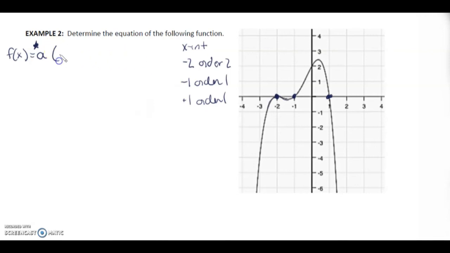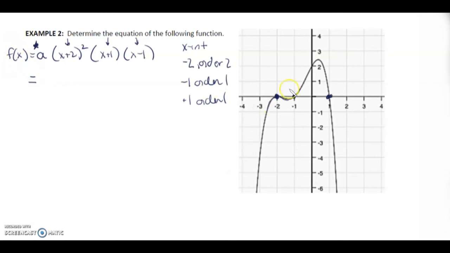Okay, so we have x plus 2, and that's going to be order 2. We're going to have x plus 1, and then we're going to have x minus 1. All of these x-intercepts, we're going to change the sign when we put them into the equation because there are built-in negative signs in the equation.